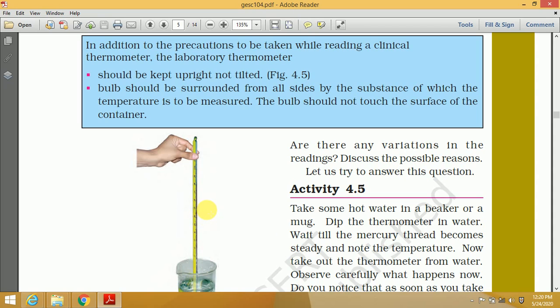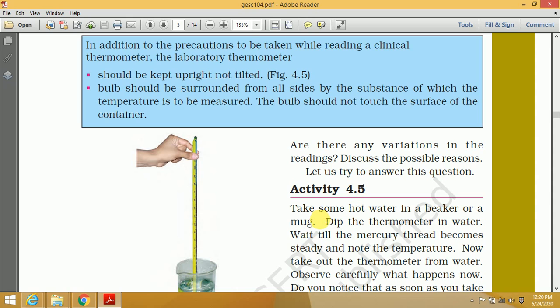So in this way you can take the reading of the temperature of the water, or tap water, or even the warm water. You can put it in the beaker, and you can find out the reading of the warm water also. So this activity 4.5 is what?